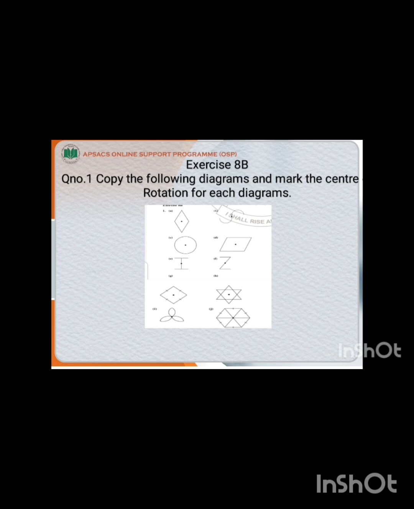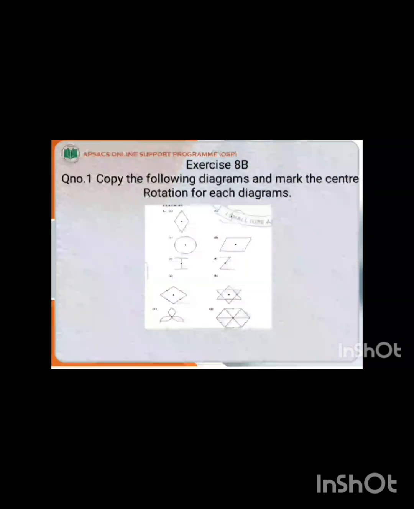Our question number 1 of Exercise 8B is: copy the following diagrams and mark the center of rotation for each diagram. Diagrams are given. You have to remember the center of rotation. The center of rotation is a fixed point around which a figure rotates. For the solution of these questions, you will simply put a small mark in the middle of each shape.